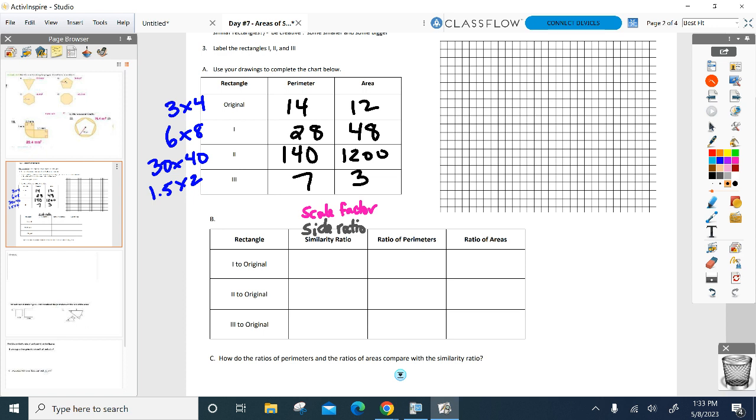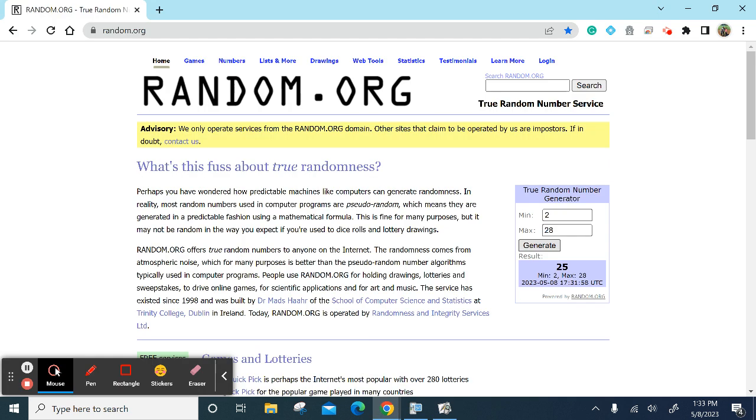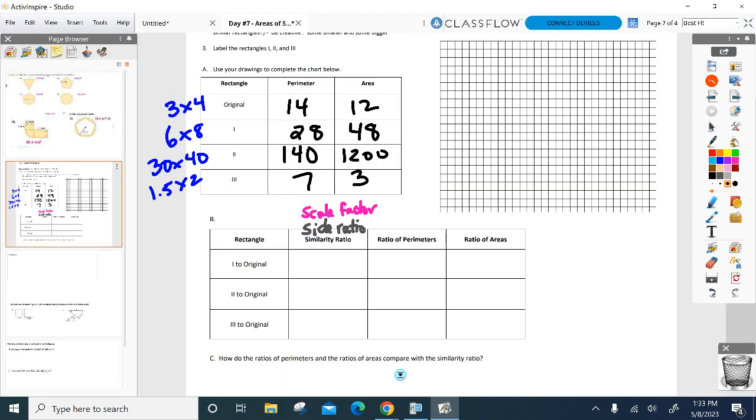What's the ratio? What fraction are they in? So first, look at rectangle 1 to the original. Give me the side ratio, the similarity ratio, the scale factor. Look at two corresponding sides and give it to me. 6 to 3. I'm going to reduce that, that's a ratio of 2 to 1.